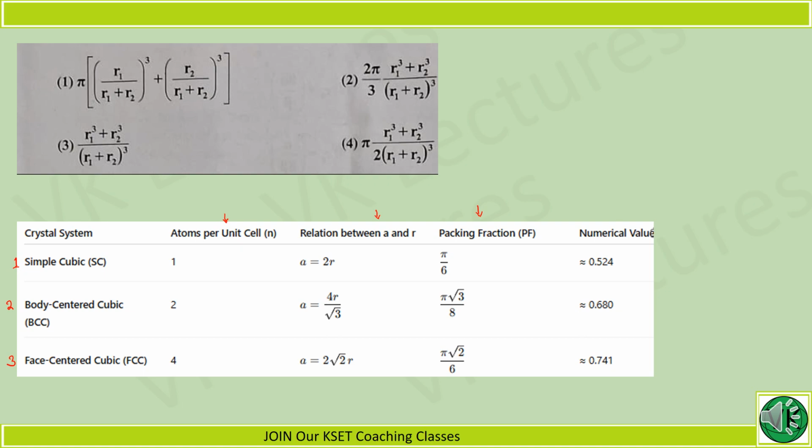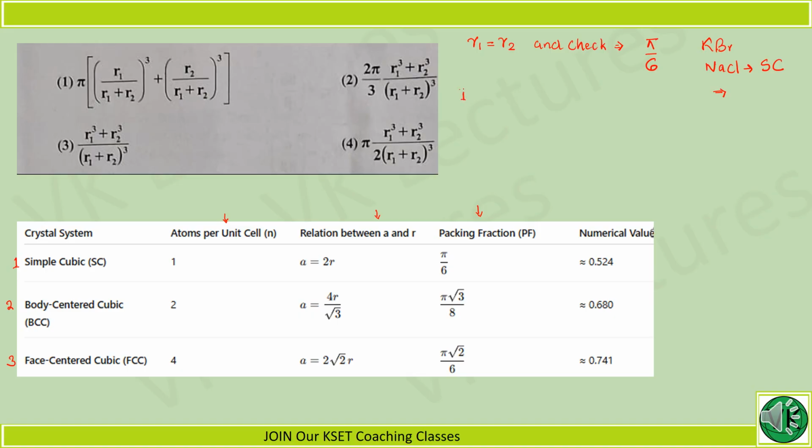In this problem, the easy way is to just put R1 equal to R2 and check if you are getting pi by 6, because in the question it is given as KBr, potassium bromide. It is similar to the NaCl structure, which is simple cubic, and the packing fraction should be pi by 6.